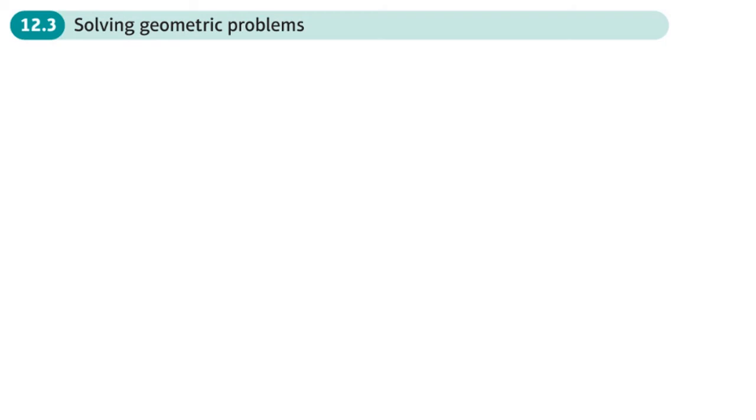This is the third section in the vector chapter, solving geometric problems. There is no new content in this section. Actually, all it is, is applying what we know about vectors to solving geometric problems. So it may involve position vectors, it may involve displacement vectors. Often you're trying to prove if things are parallel, trying to prove what types of shapes you've got as well.